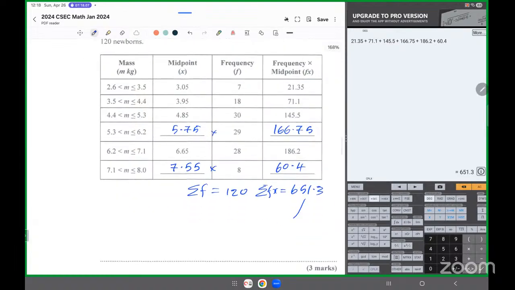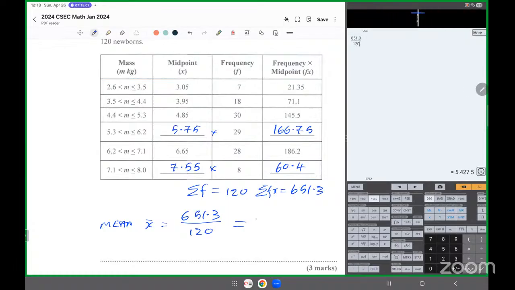And so the mean is this divided by that. So the mean is 651.3, the sum of fx, divided by the total frequency, which is 120. Now work that out. 651.3 divided by 120 newborns. I'll get 5.43 to 3 significant figures. I have to say kilograms. Remember the data is in kilograms. That is it. Very good.